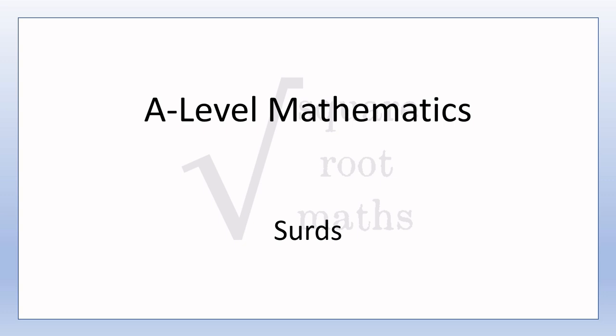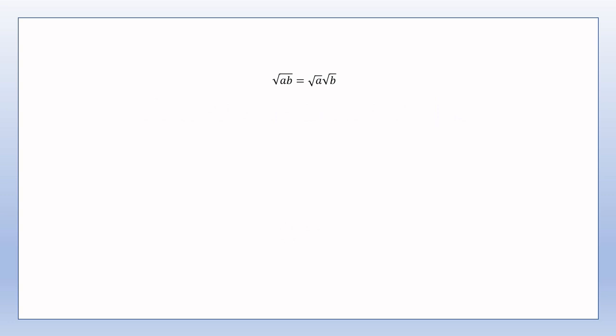There are some laws or properties of surds that you'll need to be familiar with for your A-level maths course. These are, for square roots at least, the square root of a times b is equal to the square root of a times the square root of b. Here we require a and b both to be greater than or equal to 0, since we don't want to be trying to take any square roots of negative numbers, at least in this video.